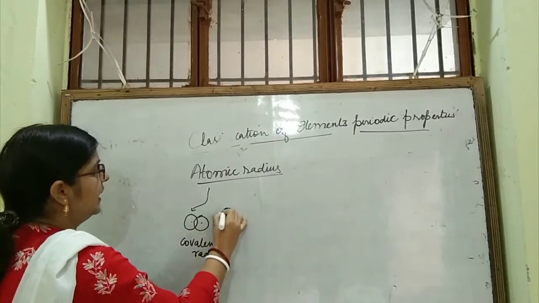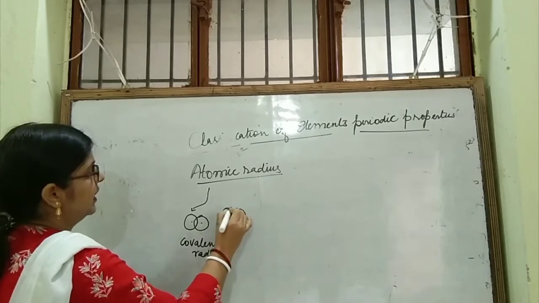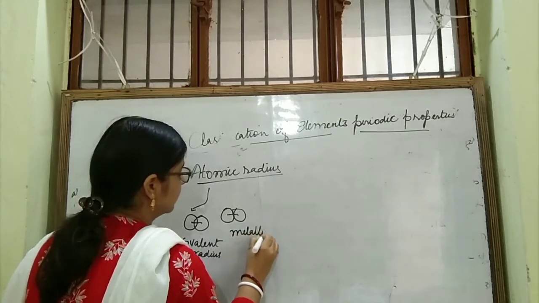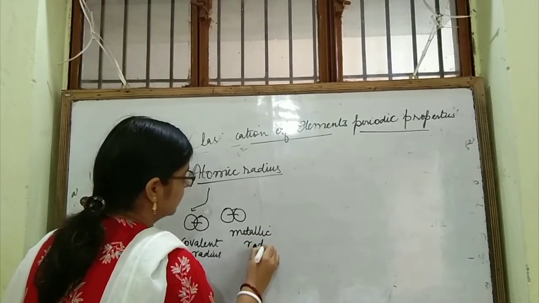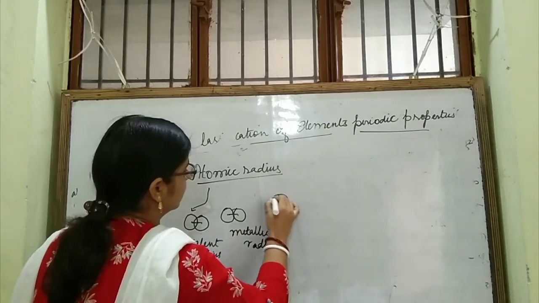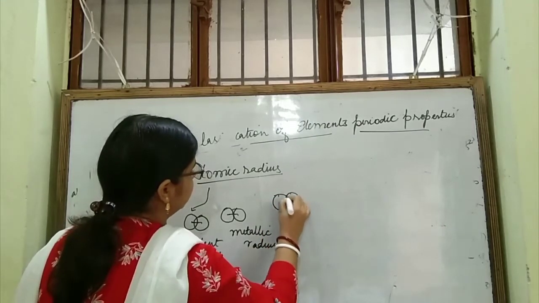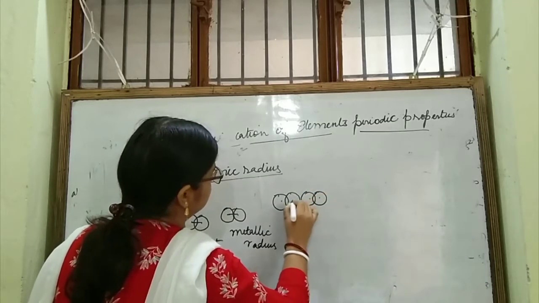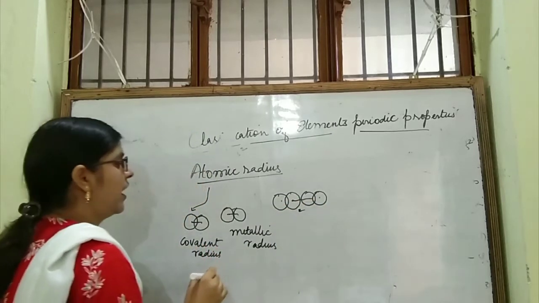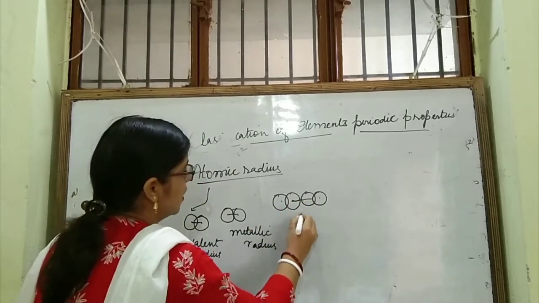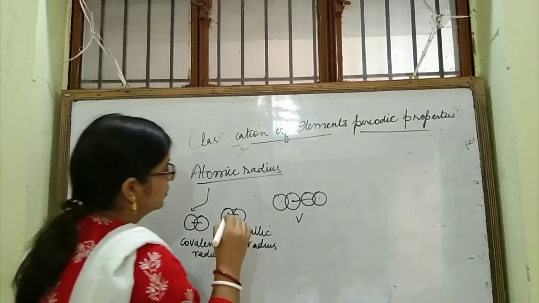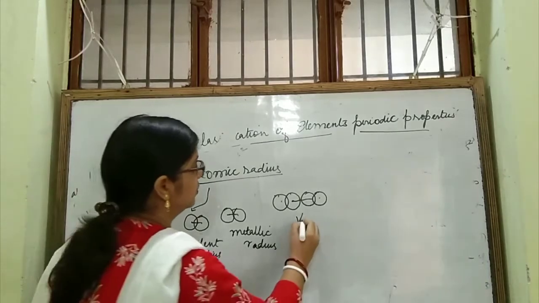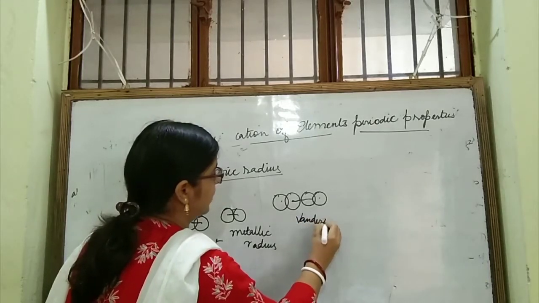Next is metallic radius. For metals, we find out the metallic radius. And another kind is van der Waals radius. In this, we find out the radius of two very closely spaced atoms in two different molecules. We'll discuss them one by one gradually.